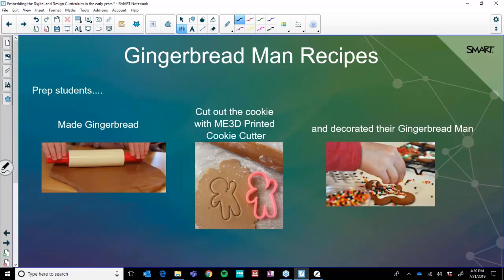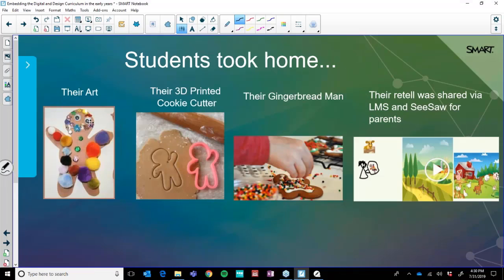They decorated it, and a lot of them tried to decorate it the same way they had done their art, which was very cute. And by the end of it, they got to take home their artwork, their cookie cutter they had drawn and then 3D printed, their cookie, and their video, which we uploaded to Seesaw. Or you could upload it to your learning management system or Google Classroom if that's what you're using.